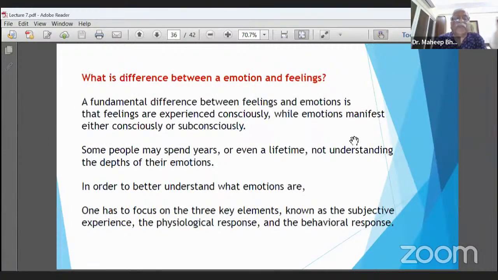So what is the difference between an emotion and a feeling? Well, a fundamental difference is that feelings are experienced consciously, while emotions manifest either consciously or subconsciously. If you are happy because of something, maybe it is directly related to you or not, but when you see something like scenic beauty or a very beautiful picture, you become happy. So it may be a conscious happiness or a subconscious happiness by seeing that scenic beauty or picture.